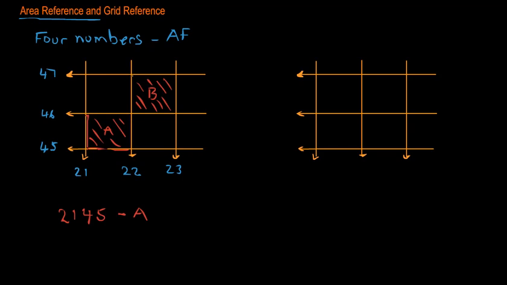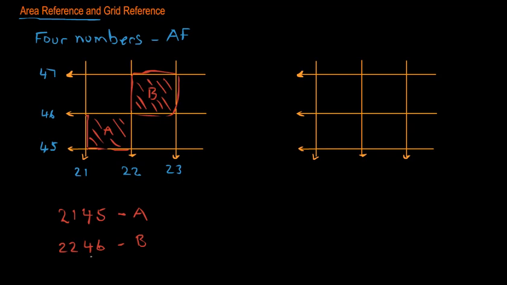If we were to look at B and do the same thing, this is the square for B. I'm not drawing that square very well. The furthest left-hand side, this vertical line, falls on the number 22. And here, the baseline of the square falls on the line 46. So the area reference for B is 22, 46.